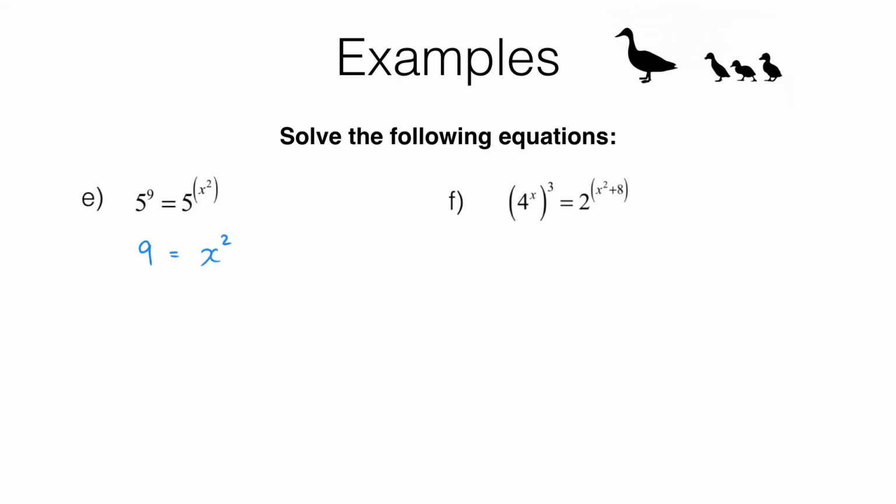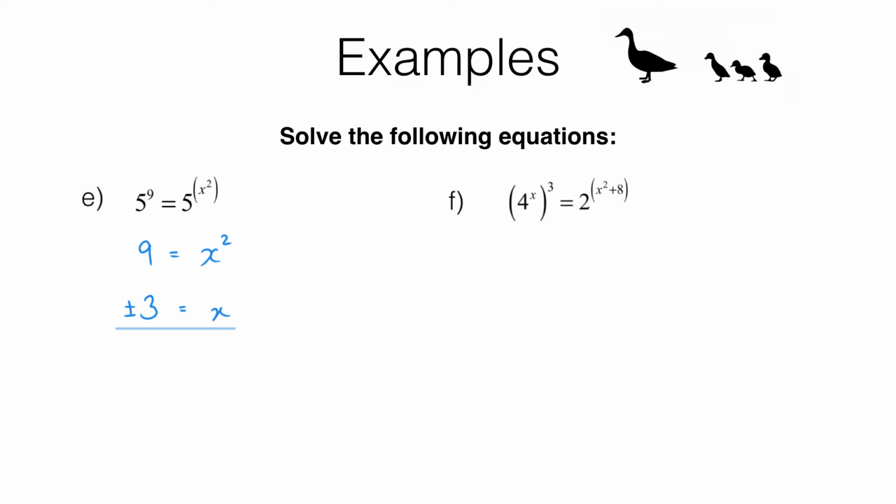Now, be very careful in this situation. You might be tempted to say, oh, okay, we just need to take the square root and get x equals 3. But you will miss out on a solution if you do that. Just be careful. x squared equals 9 has two solutions. We can have the positive or negative square root of 9. So that's plus or minus 3.